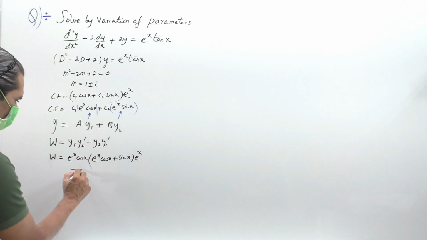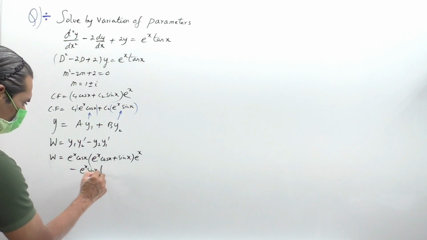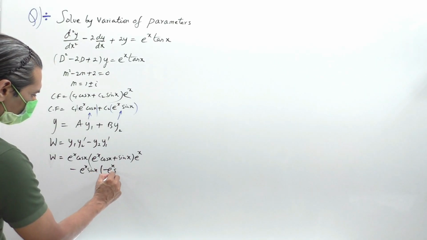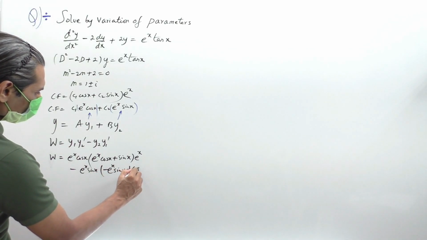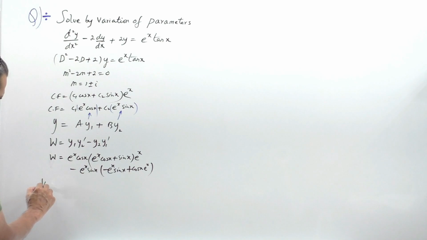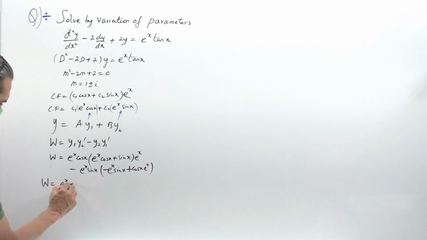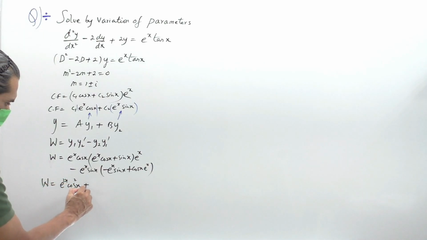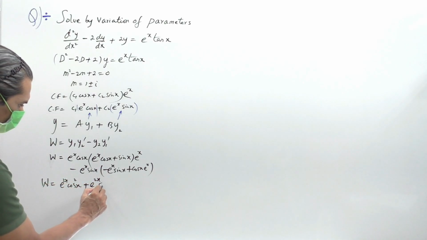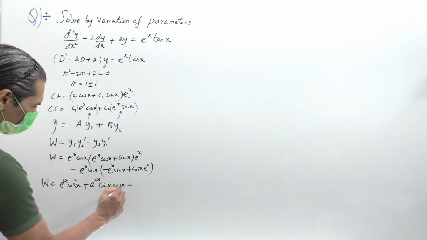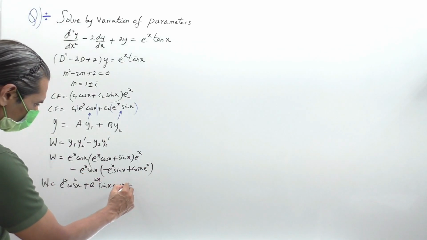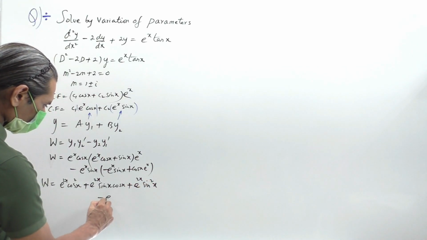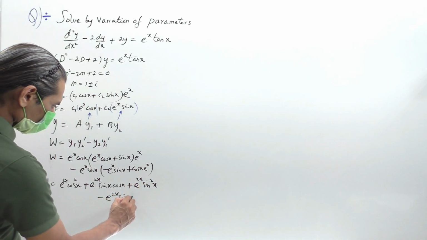Then minus y2 into y1 dash. What is y2? e raised to x into sin x, into again the differentiation of e raised to x cos x, which will be e raised to x into derivative of cos x, minus sin x, product rule, plus cos x into e raised to x. And that will be W is equal to e raised to x into e raised to x, which is e raised to 2x, into cos square x plus e raised to 2x sin x cos x, minus, again minus into minus is plus, e raised to 2x sin square x minus e raised to 2x sin x into cos x.